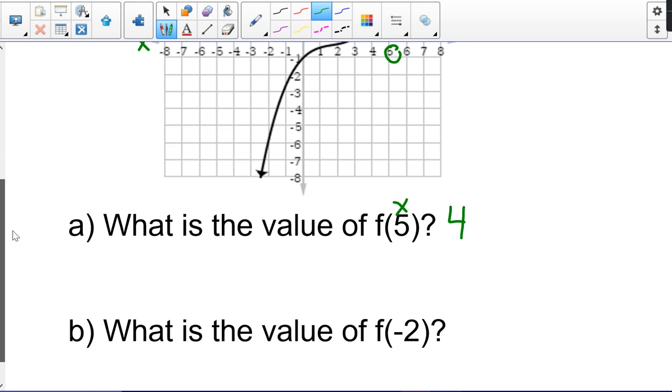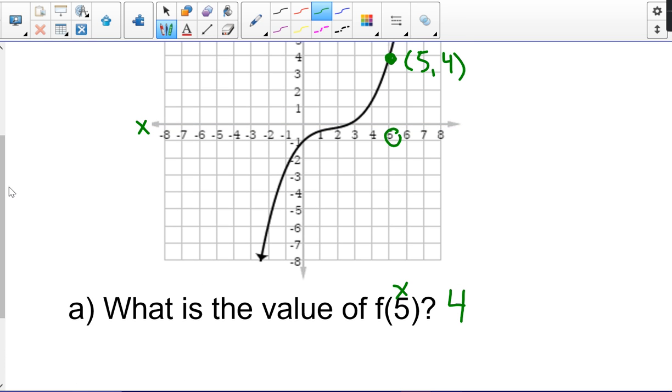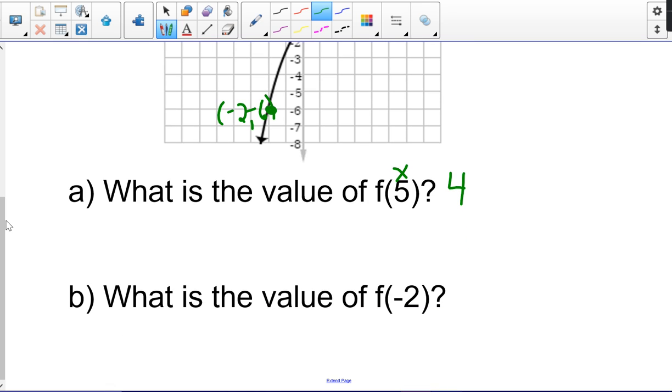Another very similar question, what is the value of f of negative 2? So now I'm looking at an input of negative 2. Pause the video and answer this yourself. Okay, for an input of negative 2, I see the point down here, negative 2, negative 6. So input of negative 2 gets us an output of negative 6.